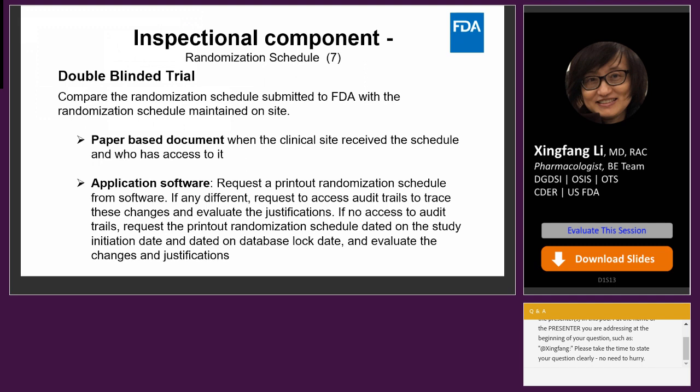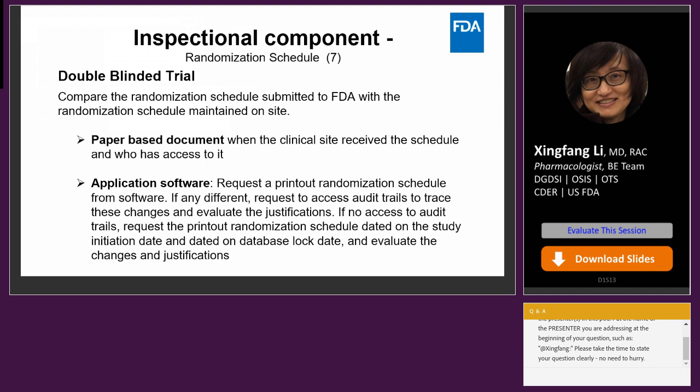For the double-blind trial, the FDA ORA investigator will compare the randomization schedule submitted to FDA with the randomization schedule maintained at the site. For paper-based documents, we would like to know when the clinical site received the schedule and who has accessed it. For application software, we will request a printout of the randomization schedule from the software. If there is any difference, we request access to the audit trail to trace those changes and evaluate the justification.